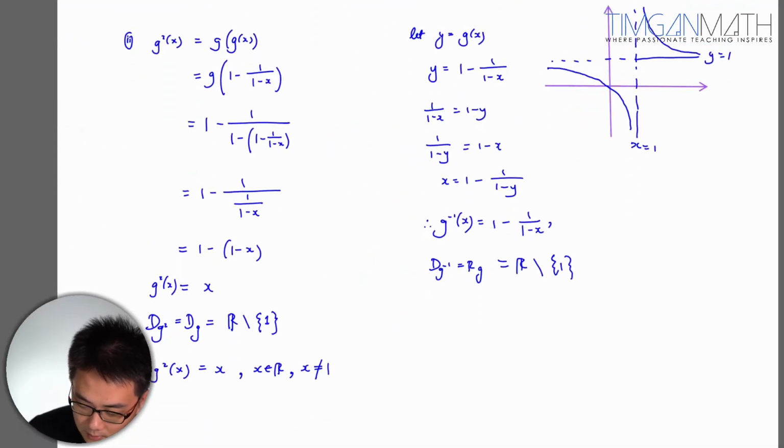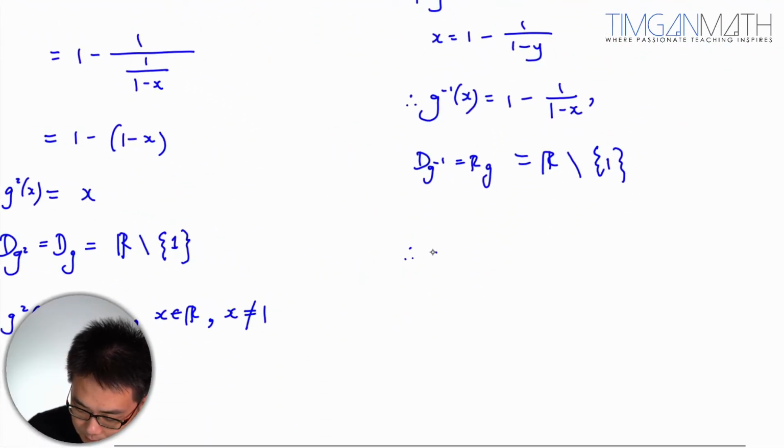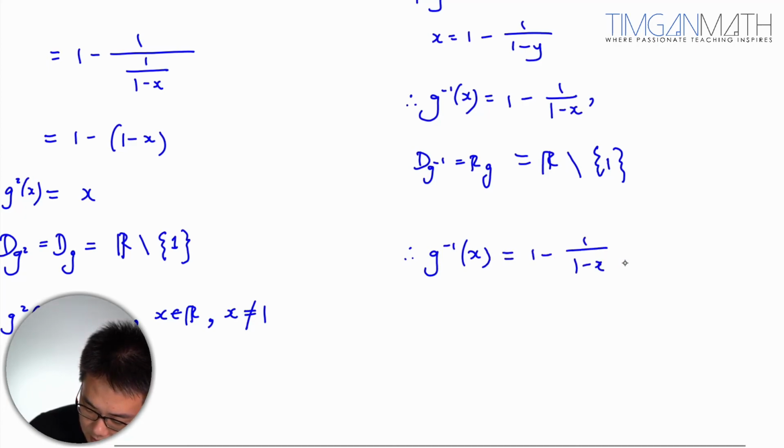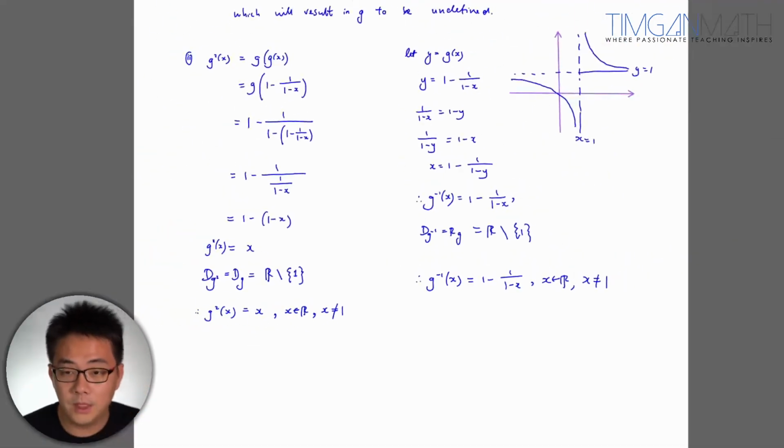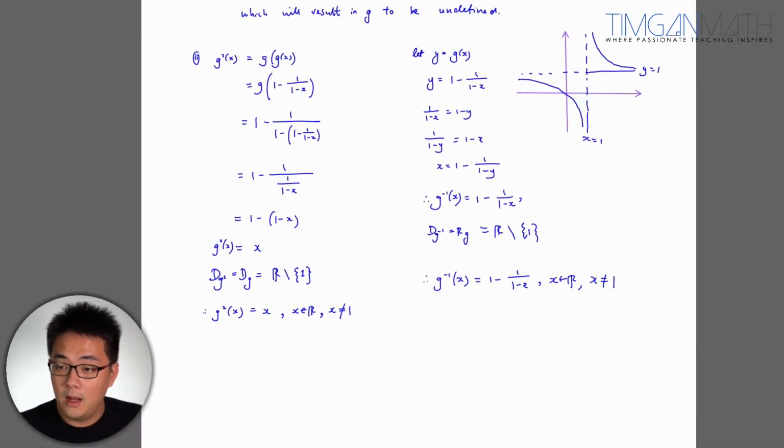Okay, so the same thing happens here. We get g inverse of x equals 1 minus x. Yeah, there you go. This is how you do this question proficiently.